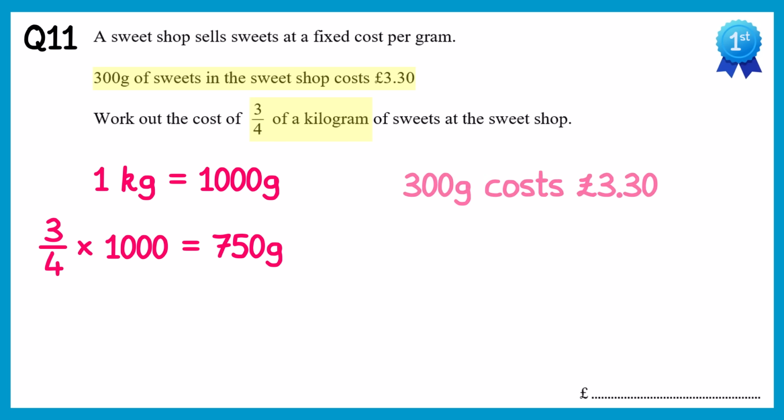So we know that 300 grams cost £3.30. If we divide this by 2, that'll give us the cost of 150 grams.